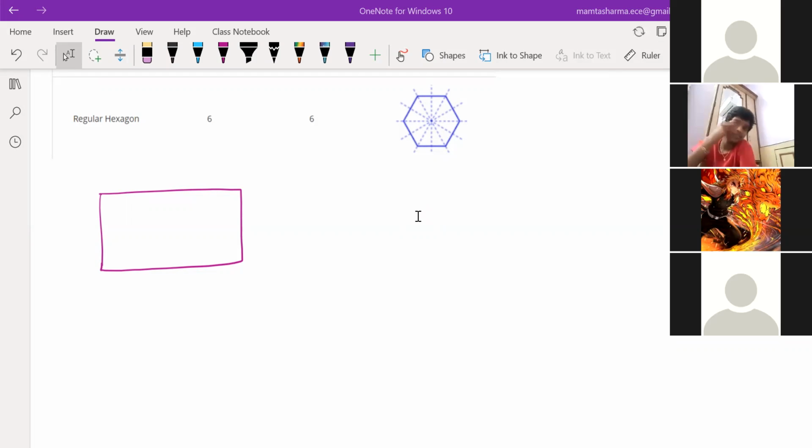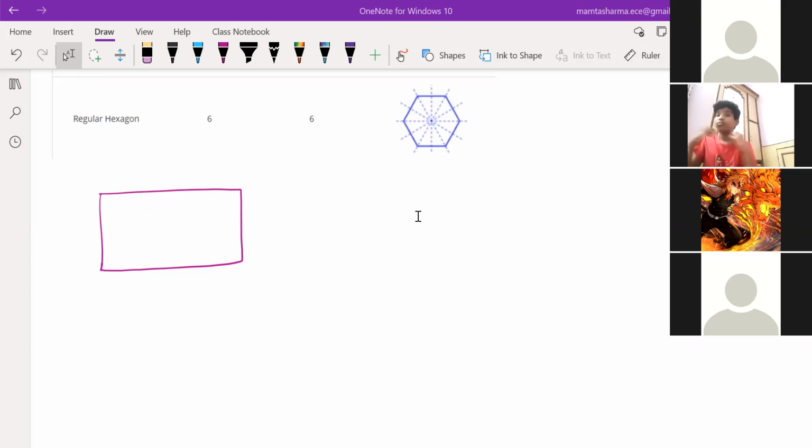How many lines of symmetry would exist in the rectangle? In how many ways can you divide or flip it into 2 exact halves? You can fold it. How many ways can you fold it into 2 equal halves? Think on it.